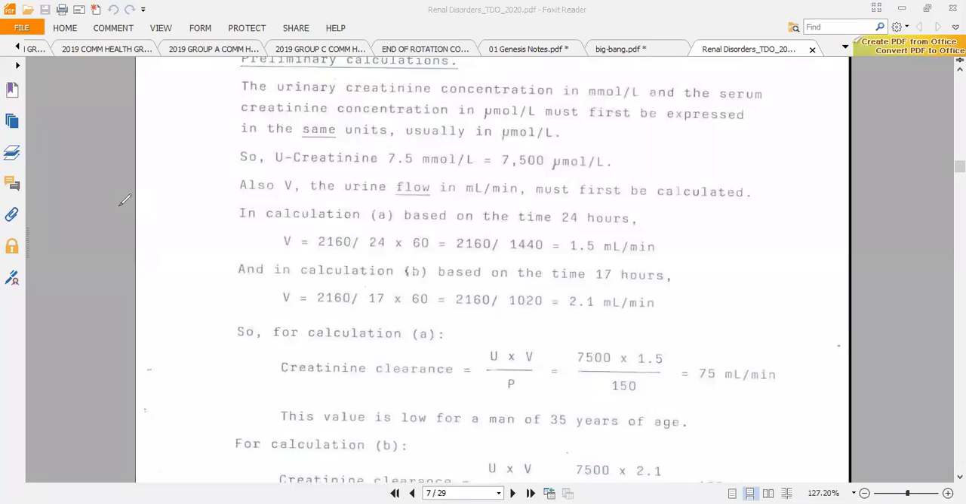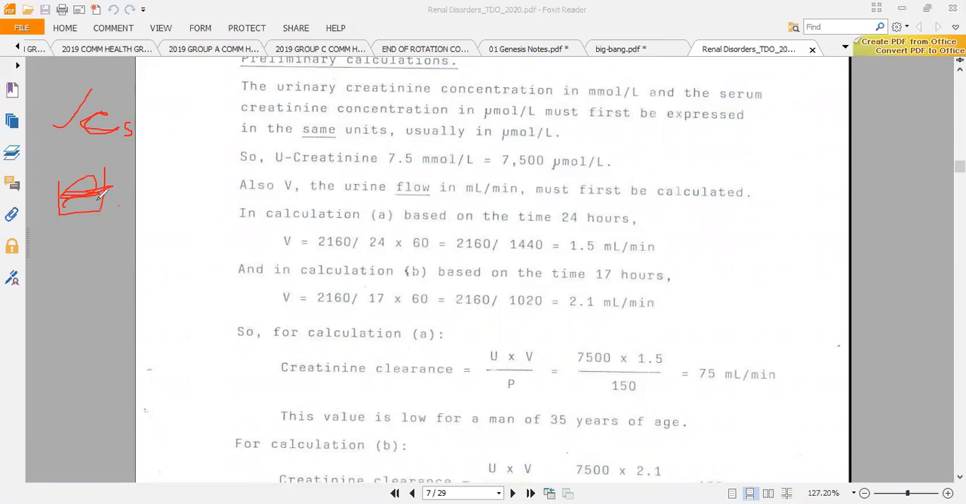Then as we are doing this, we also take the person's blood sample and measure the concentration of creatinine in the person's serum. So let's assume the concentration of, okay, this is creatinine in serum. So we measure this thing. Then the next thing we do is that we take the urine. Okay, let's say this is the person's urine.